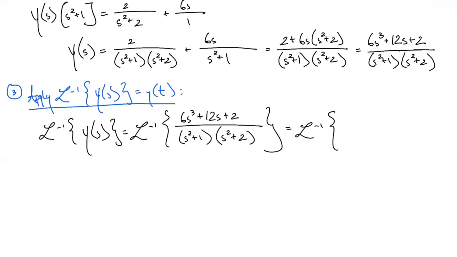All right, how many fractions am I going to have for my partial fraction decomposition? Yeah, we're going to have two, right? We'll have one with the s squared plus 1. We'll have one with the s squared plus 2. All right, what are our numerators going to be?